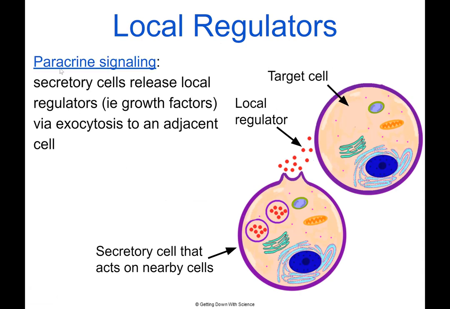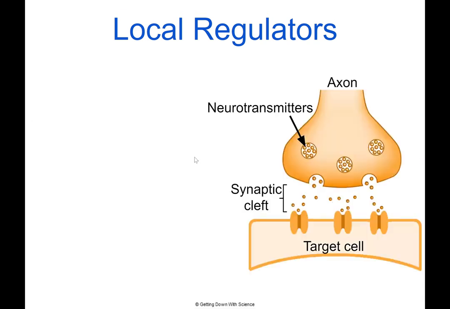So what do we mean when we say paracrine signaling? You'll notice that the secretory cells are released, that's our little polka dots here, via exocytosis. So we see how we have the little vesicles inside the cell, and as they move to the membrane, ultimately they're released. And then they will be picked up by receptors on the target cell and cause the action within the target cell.